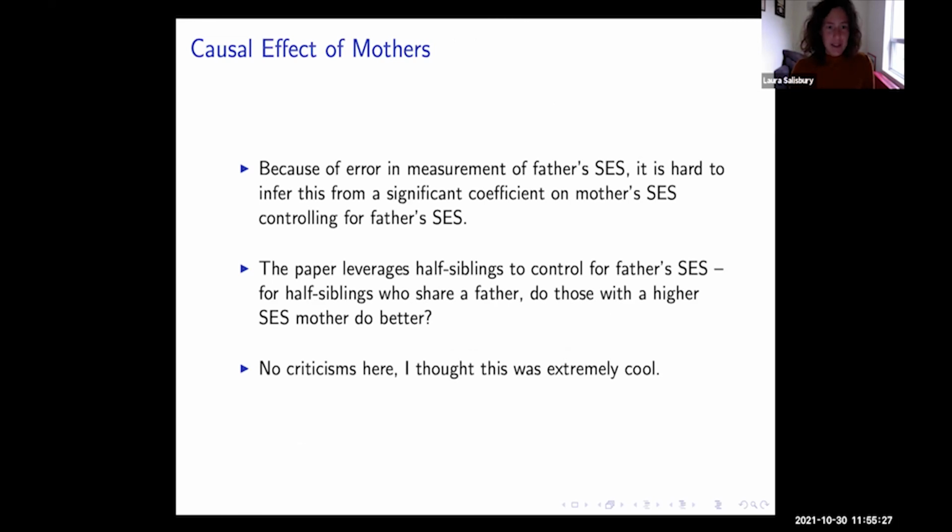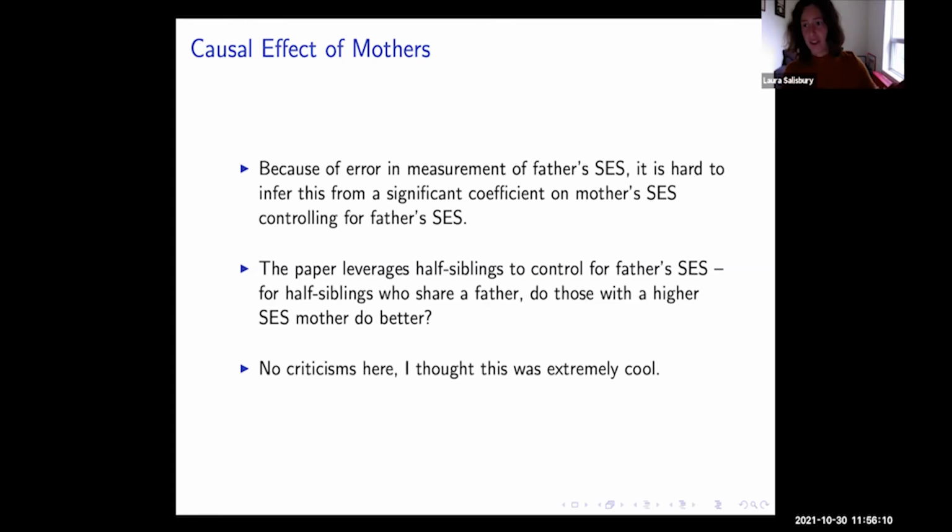Finally, Matthew tries to pin down a causal effect of mothers on their children. You can't just run a regression of son's income on father's human capital and mother's human capital and say there's a significant coefficient on mothers, therefore mothers matter independent of fathers. Because fathers are measured with error, and if mothers and fathers are correlated, you can get a significant coefficient on mothers even if there's no direct causal effect.